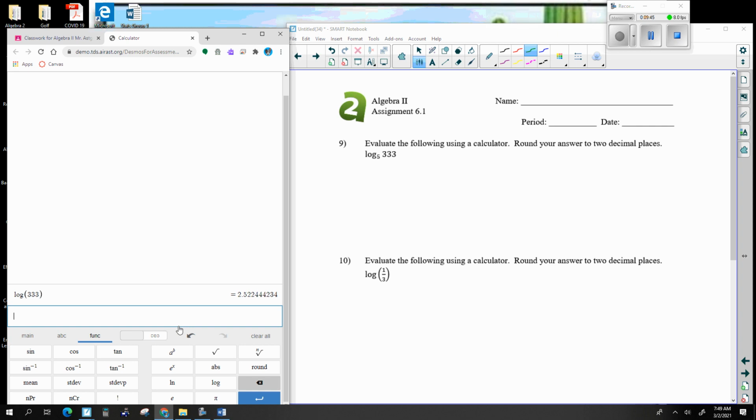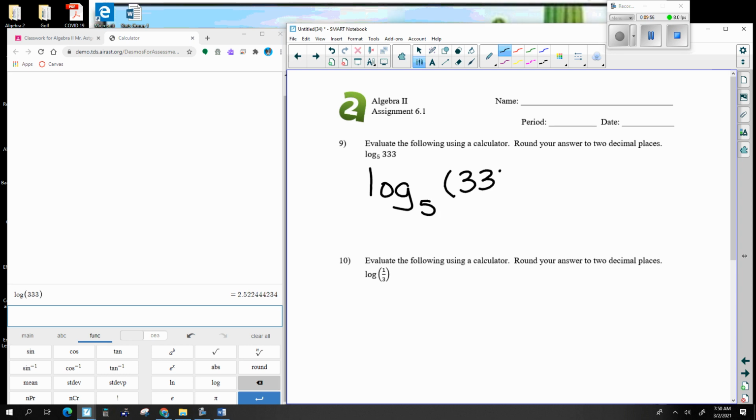All right, so here is where you have to know how to change the base yourself. So right now, this problem is chilling with log base 5 of 333. Here's what you do to change the base and ultimately use your calculator. What you do is you turn this into a division, cutting off that base number, and then you throw a log of that base on the bottom.